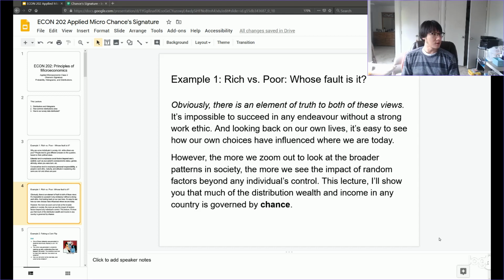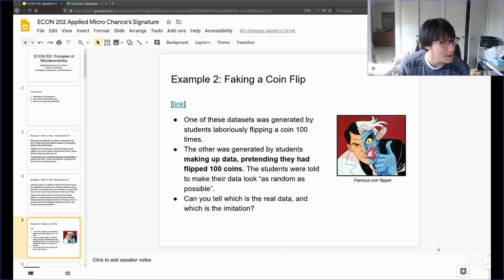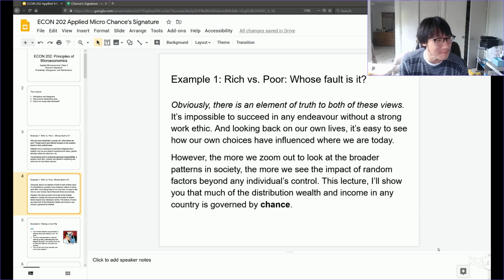And if we look back on our own lives, usually we can identify how our own choices have influenced our present state. That having been said, the more we learn about the world and about society, the more we zoom out and look at some of these broader patterns, the more we see the impact of random factors that are beyond any individual's control. In this lecture, I'll show you some evidence that the distribution of wealth in any country is governed by these types of random forces. So that's coming up. Keep that example in the back of your head.